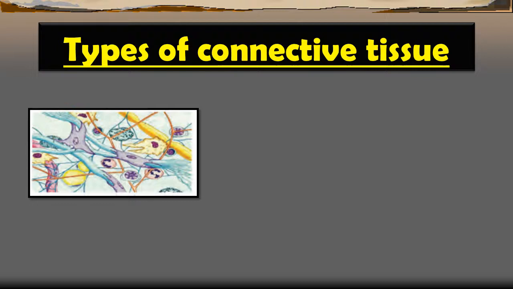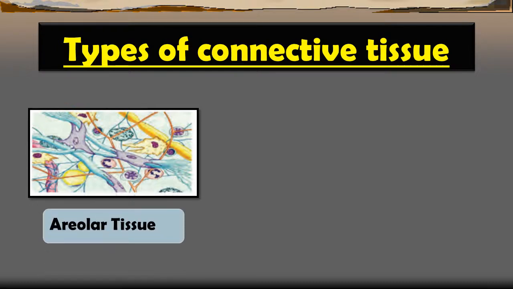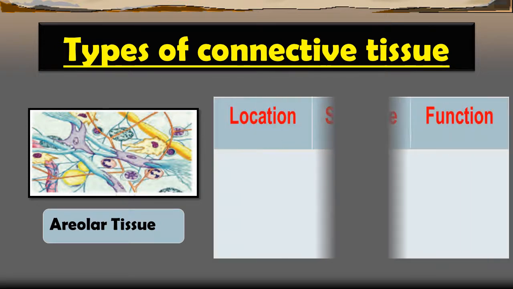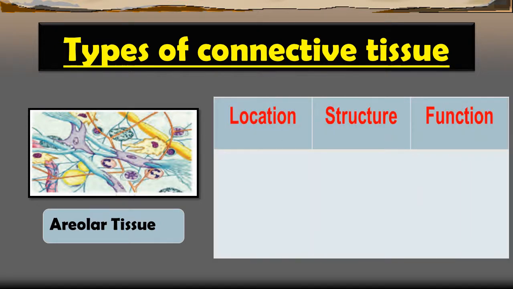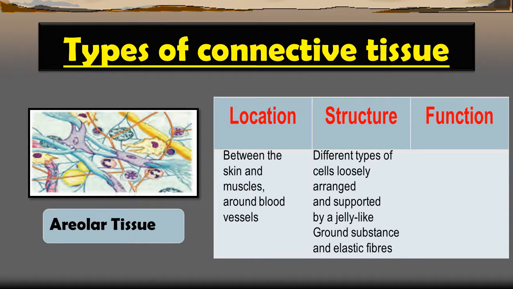now the next type of connective tissue is areolar tissue. Okay, so this is the appearance of areolar tissue. It holds the organs in place and it supplies water and salts. So the location, structure and function. These areolar tissues are present between the skin and muscles, around blood vessels. And structure: different types of cells loosely arranged and supported by a jelly-like ground substance and elastic fibers. And the function of this tissue is that it supports internal organs.